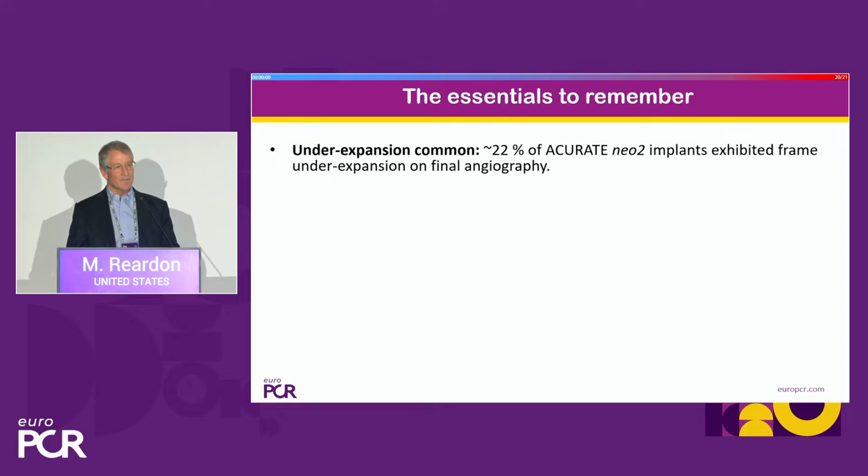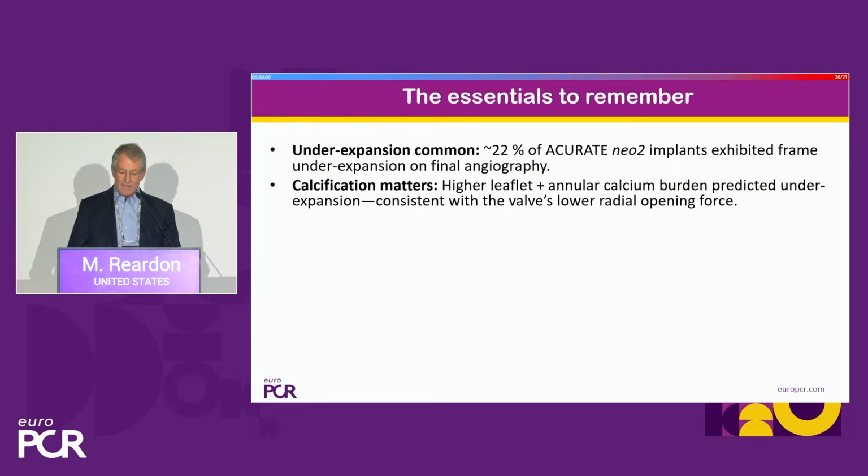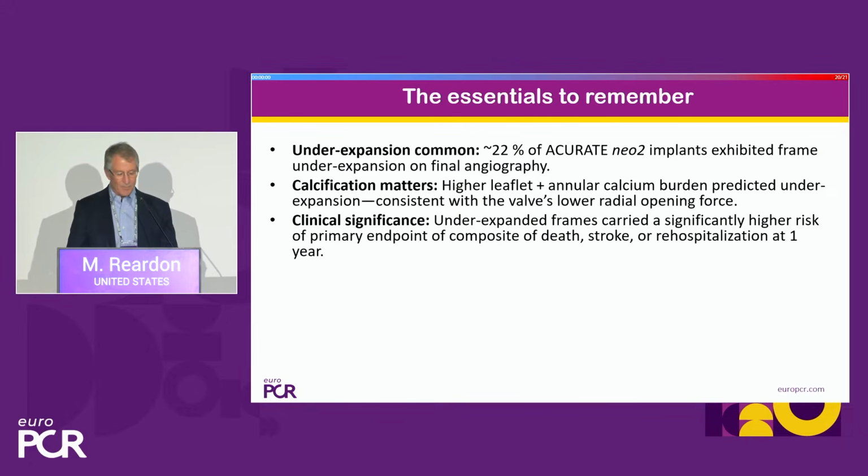If you look at the essentials that we need to remember, underexpansion was common, about 22% of the accurate NEOs in this exhibiting frame underexpansion on final angiography. Calcification matters: higher leaflet and annular calcification burden predicted underexpansion, and that's consistent with this valve's slightly lower radial opening force. Remember, this is before Prime, when we changed the valve to get higher opening forces.